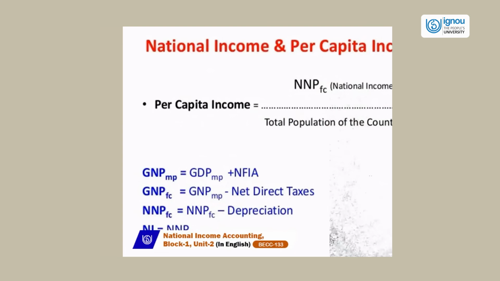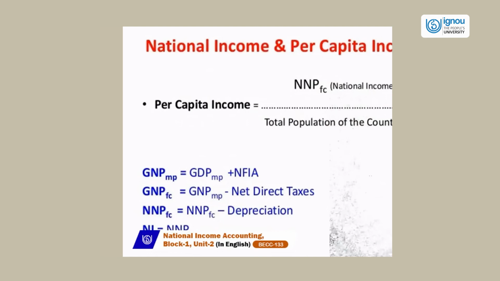Now next is this formula, like GDP MP. If we add NFIA, then we can convert it into GNP MP, and GNP MP is converted into FC by deducting NIT, net indirect taxes. If NNP FC is converted into GNP MP, this will be GNP, not NNP. GNP is converted into NNP by deducting depreciation. So national income is always equal to NNP at FC.